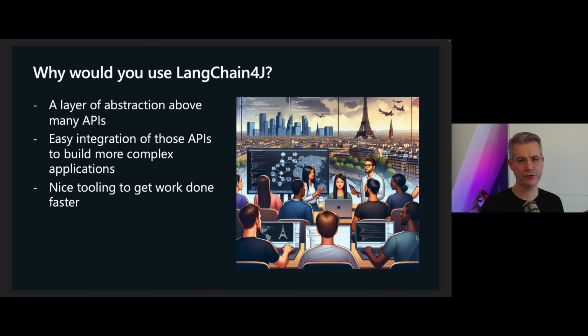Why would you want to use LangChain4j? There are three main reasons. The first one is that it gives you an abstraction layer on top of all the different LLMs. So it makes it easier for you to use them, but also to switch them depending on your needs. Second reason is that it helps you integrate all of those LLMs together and chain them, hence the name LangChain4j. And last but not least, it gives you a lot of utilities and tools that you will want to use when you develop your applications using LLMs.